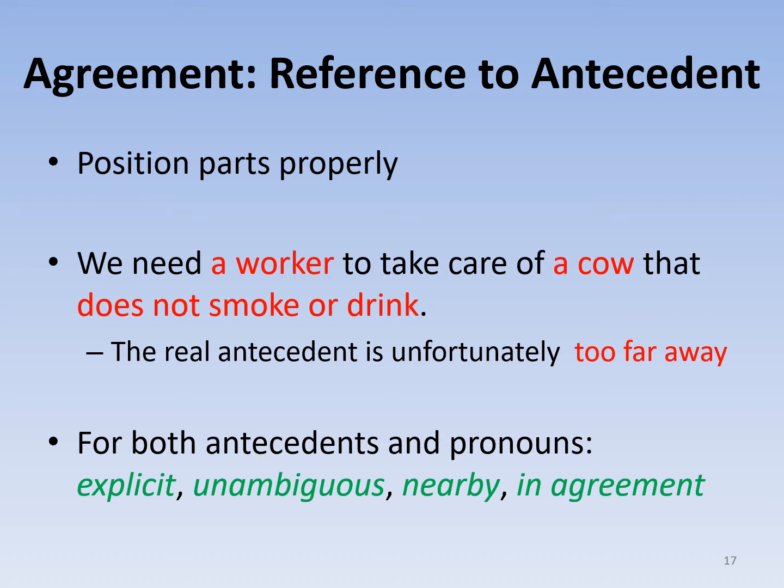So basically, for the antecedents we just mentioned, and for the pronouns we begin with, we need to be explicit and unambiguous, and we make sure they are nearby, and eventually we make sure everything is in agreement. This is the ultimate.